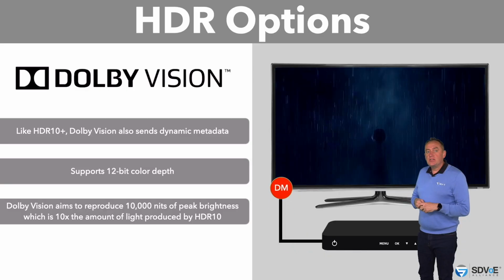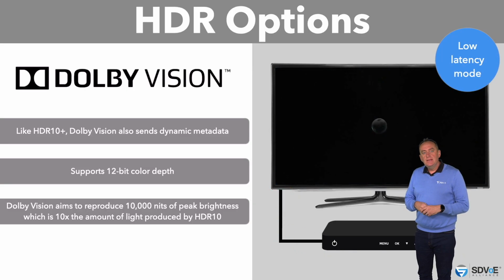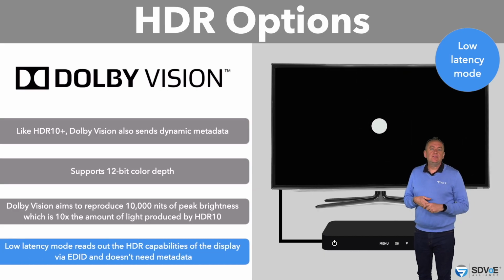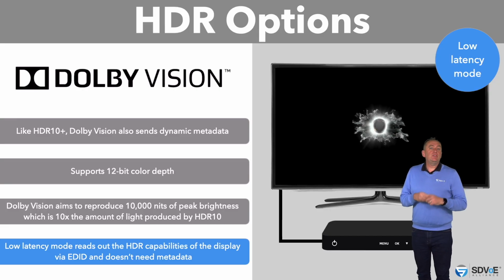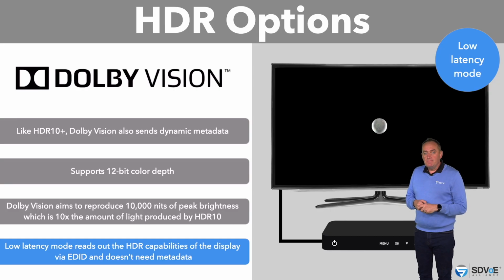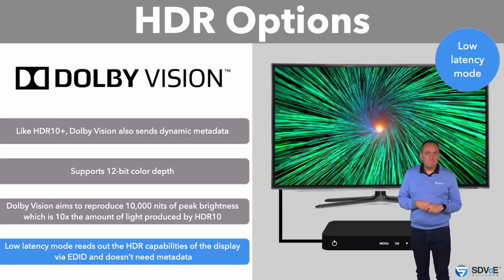The latest iteration of Dolby Vision is called low latency mode. And in this mode, the source reads out the detailed HDR capabilities of the display via EDID, and then passes a customized signal built specifically for that display. The same source would pass different signals when connected to different displays. Because the TV is receiving a customized signal already, there's no need for metadata in Dolby Vision low latency mode, so none is passed.